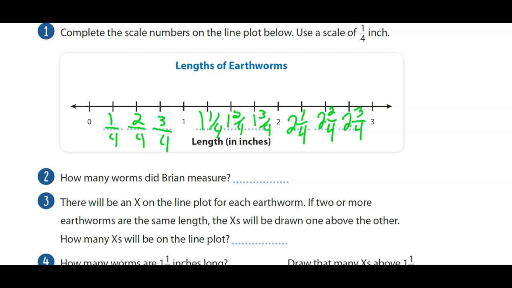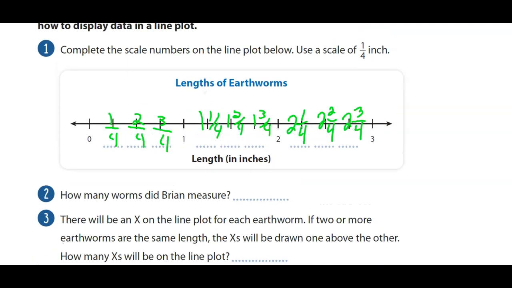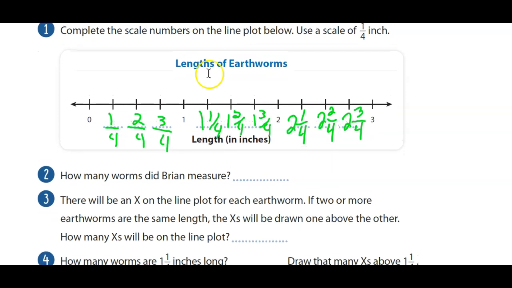So when we look at Brian's data, he had 1 and 1/4, right? Then 1.5, which is 1 and 2/4. He had 1 that was 1 and 3/4, right? He had 1 that was just 2. And then he had 1 that was 2.5, right here. And then he had 1 that was 2 and 3/4. No, he had 2 of them that was 2.5, and then 1 that was 2 and 3/4, like that.